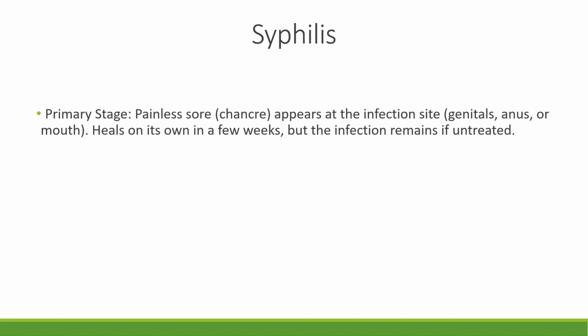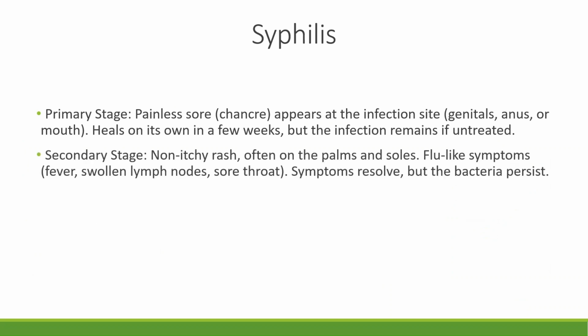The primary stage is approximately 2 to 12 weeks after exposure. A small, painless sore called a canker appears on the infection site, such as the genitals, anus, or mouth. This sore heals on its own within a few weeks, but without treatment, the infection advances.